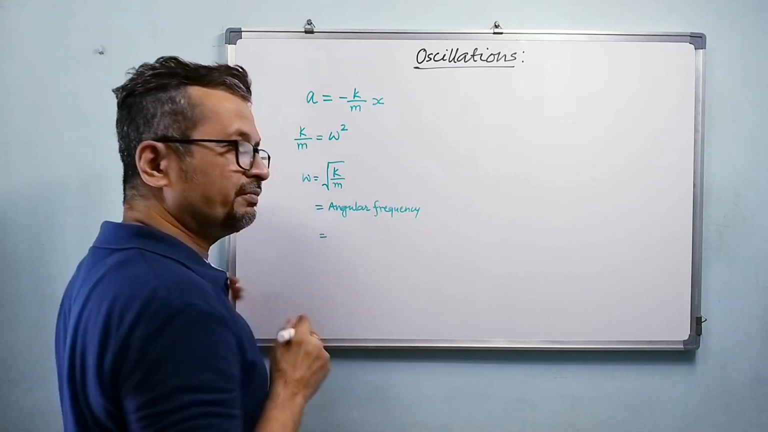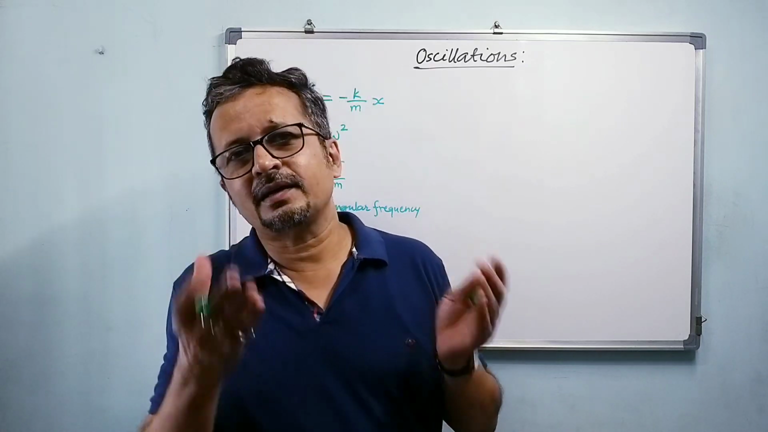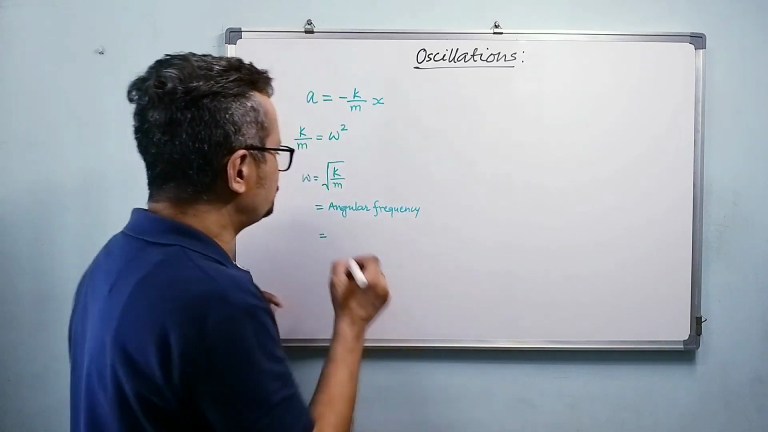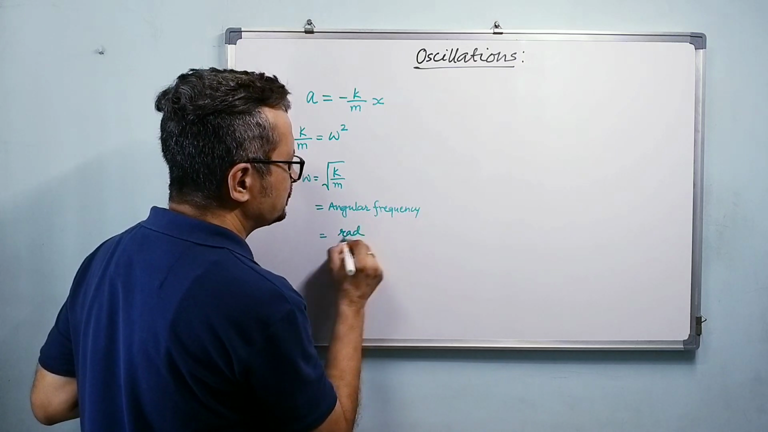So when I say angular frequency, it would be angle upon time, correct? So its unit would be radian per second.